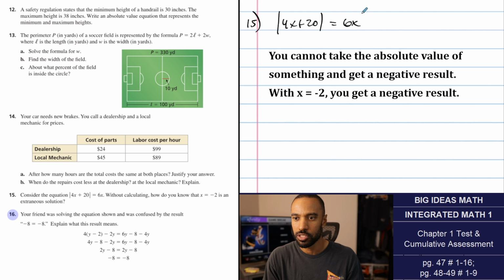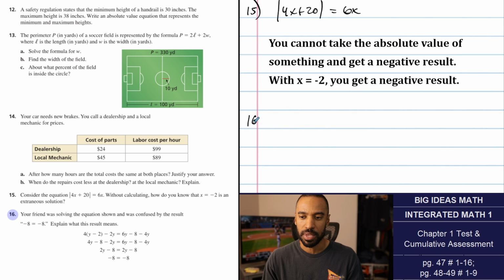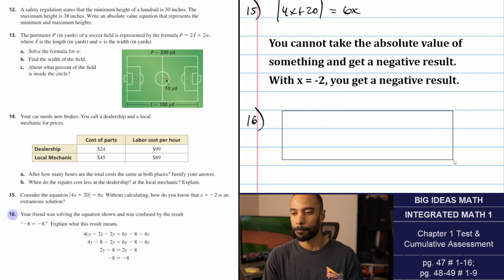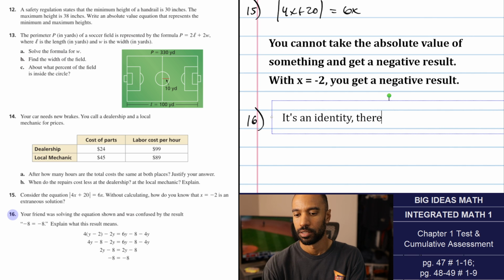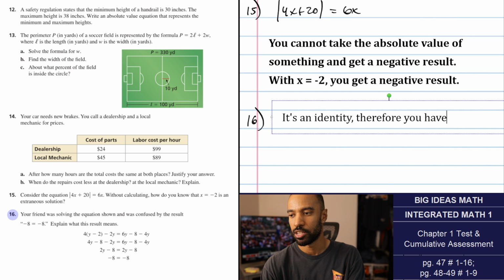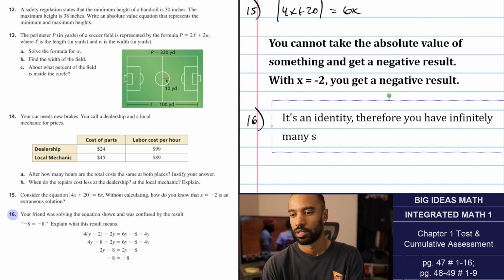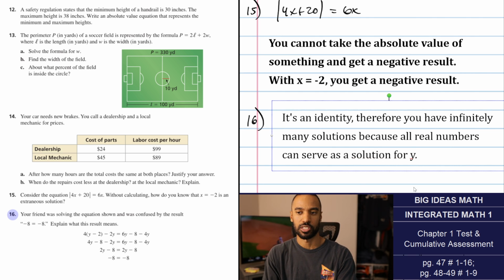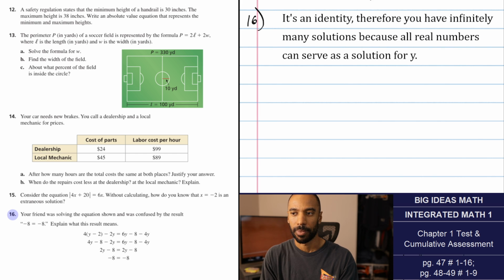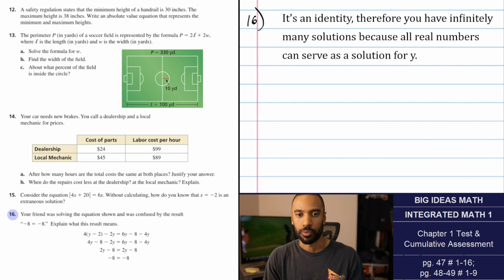We saw an instance of this with -9 equals -9. This means you have infinitely many solutions. It means it is an identity. Therefore, you have infinitely many solutions because all real numbers can serve as a solution for x or for y. No matter what I substitute on the left side or right side, any number in existence, any real number, the left side will always equal the right side.